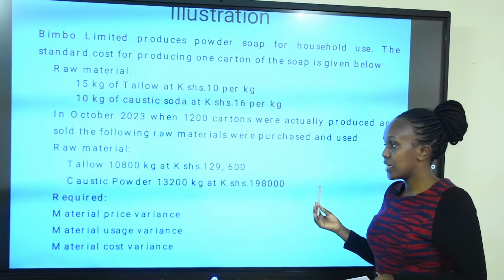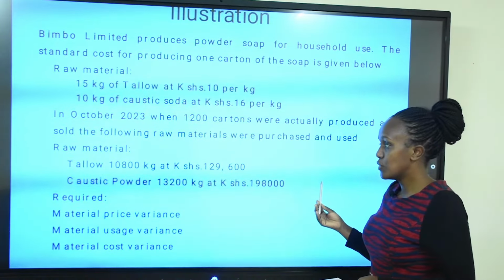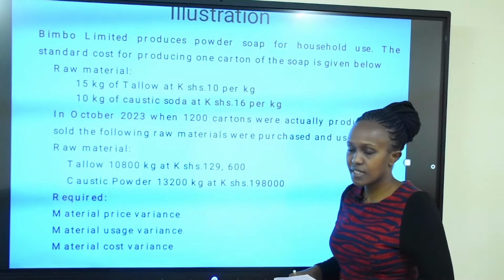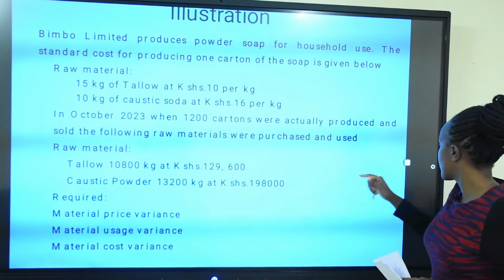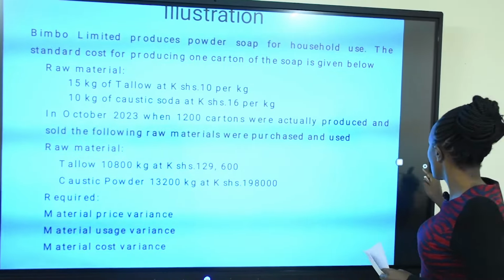So what are we required to do? We are required to compute the material price variance, to compute the material usage variance, and to compute the material cost variance. And that is what we are going to do. So you may take a minute to look at the question as we turn to the board.